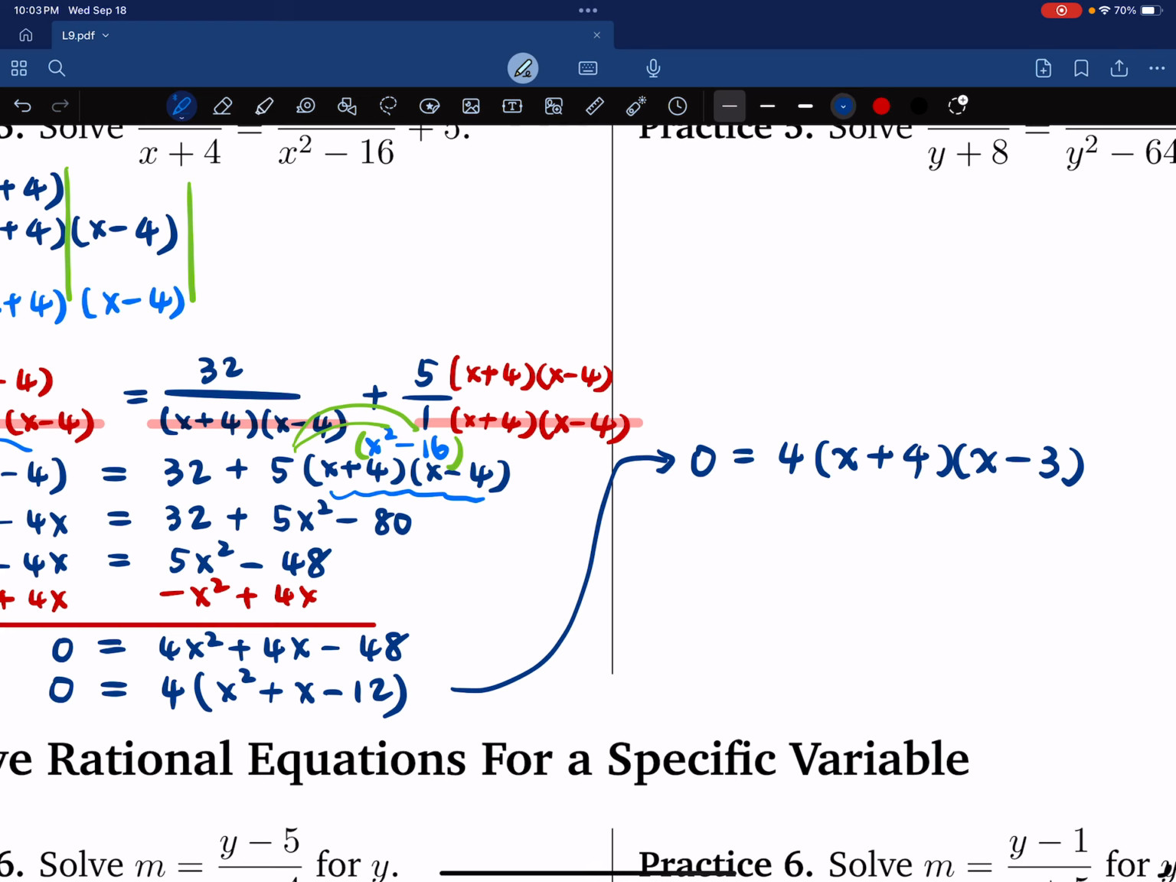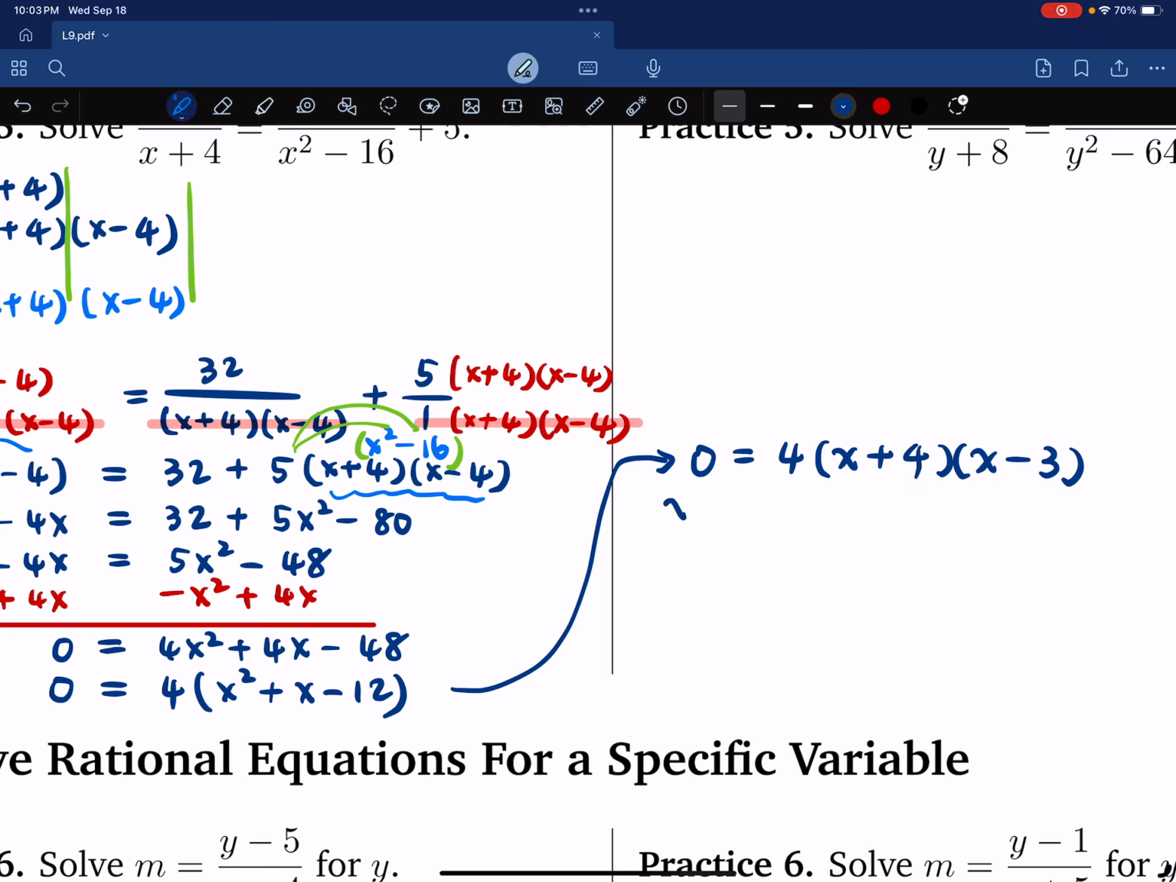All right, now we have a zero product. We can use the zero product property. Each of the factors could be 0. How many factors do we have? We have 1, 2, 3. The first factor is 4. That cannot be 0. So it must be these two factors.